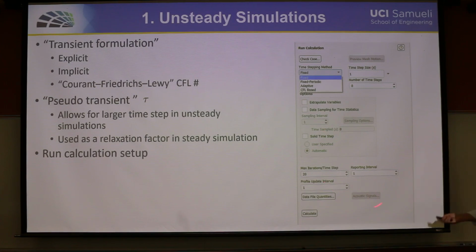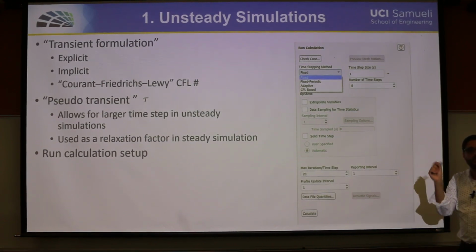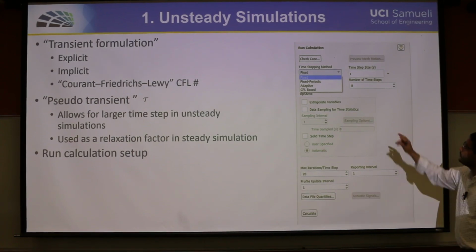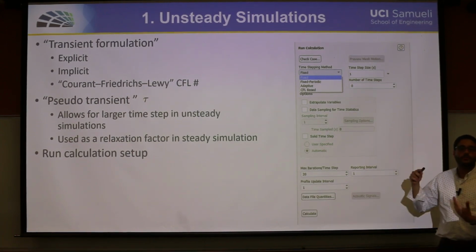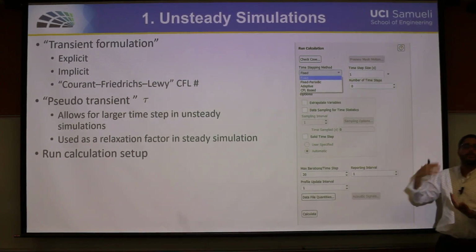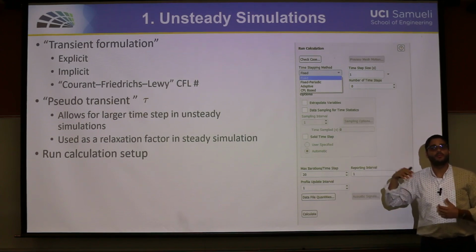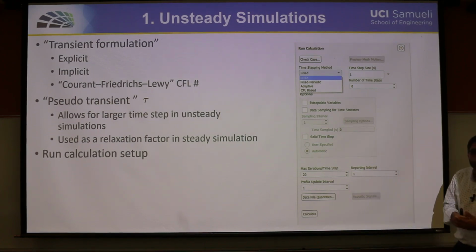last time I didn't touch upon the calculation setup in Fluent. So this is the calculation setup in Fluent when we are solving a transient simulation. You get to choose your time stepping method. You can have it as a fixed time step where you specify your delta t. It could be fixed periodic. And what do we mean by fixed periodic? It works with the periodic or the cyclic boundary condition that we introduced last time, if you recall.